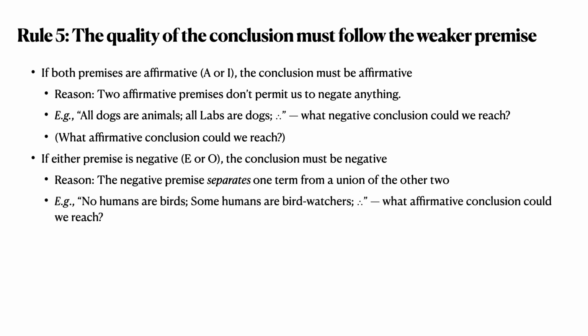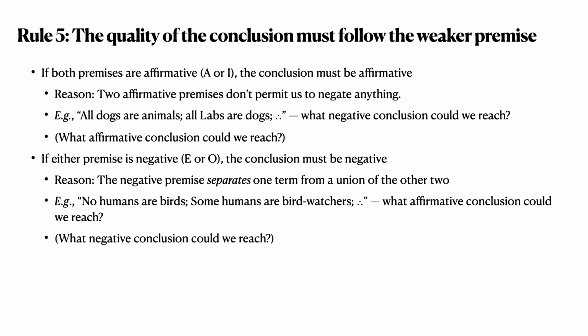For example, no humans are birds, complete separation there. Some humans are bird watchers. Okay, so now we need to have a conclusion that is going to connect birds to bird watchers somehow. But how can we do that? We've got the humans and the bird watchers united by the second premise, but we have the birds entirely separate from the humans thanks to the first premise. We can't affirm any relationship between the birds and the bird watchers.